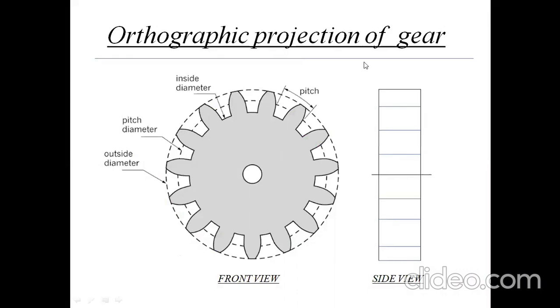In front view, you can see the actual gear in gray shaded portion. Actually, gear is a blank circular disc in which material is removed to form the teeth. The teeth are engaged with each other to transmit the power. In front view, you can see the circular disc and the teeth, and in side view, you can see the gear as a rectangle portion, and these horizontal lines are nothing but a projection of teeth.